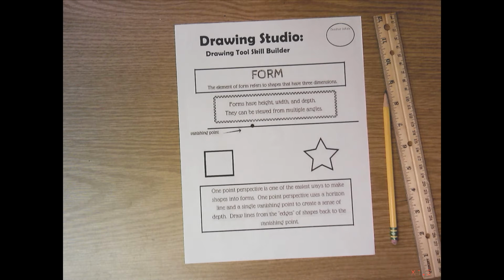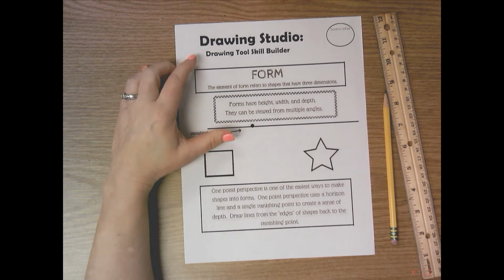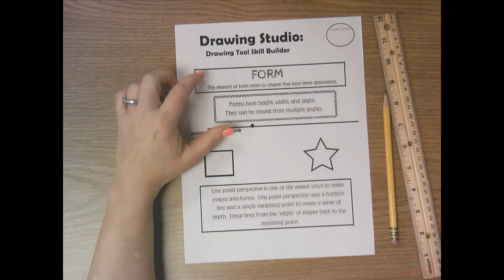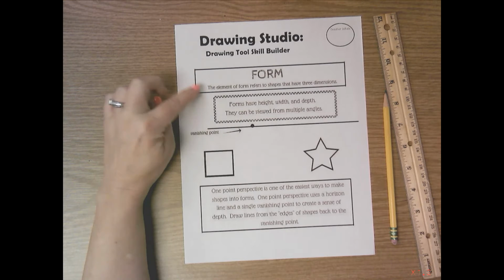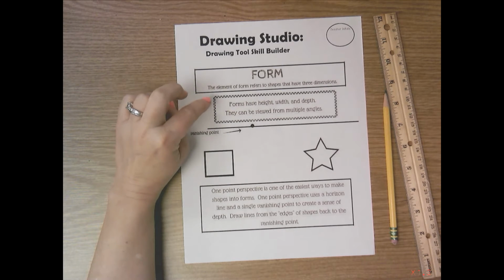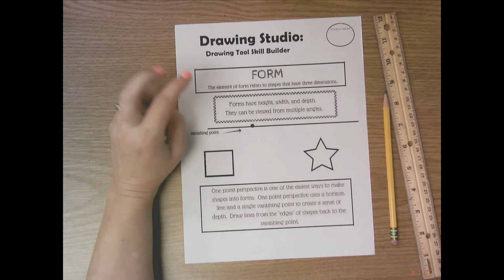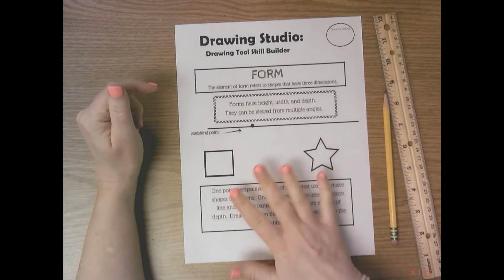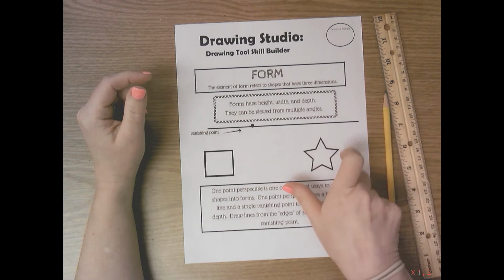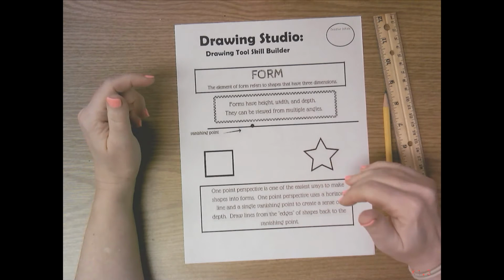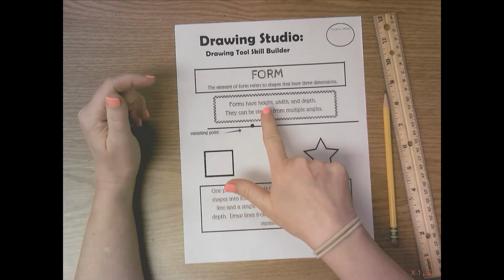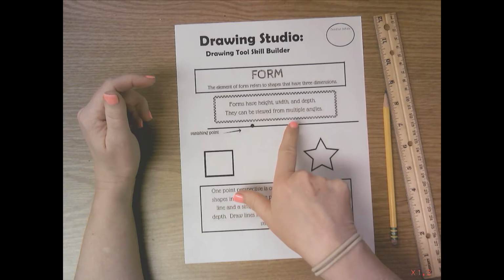All right, and for the Drawing Studio Skill Builder, we're going to use some drawing tools. We'll be using a ruler to create forms. Form is the element that refers to shapes that have 3 dimensions. Right now these shapes are 2D. They have height and width, but they don't have any depth. They don't look like they're sticking back into space. Forms have height, width, and depth, and they can be viewed from multiple sides.